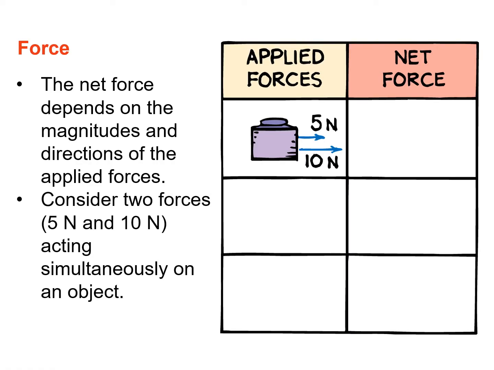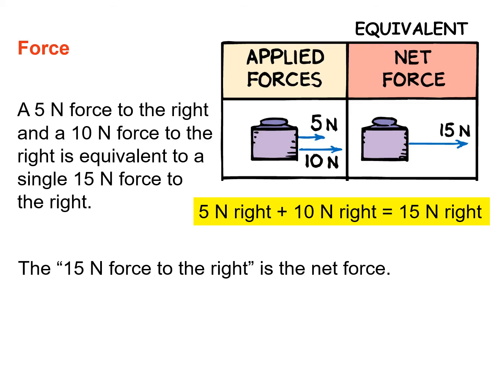Consider this diagram. We have an object which has two forces acting on it, both acting toward the right of the screen. One force has a size of 5 newtons. The other has a magnitude of 10 newtons. We could say that there is a net force of 15 newtons toward the right of the screen. This net force is an equivalent. It is really the result of 5 newtons plus 10 newtons.